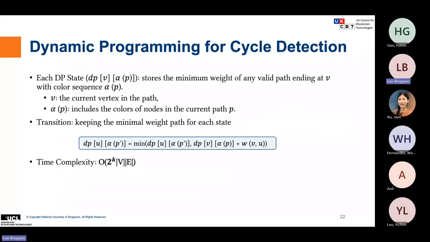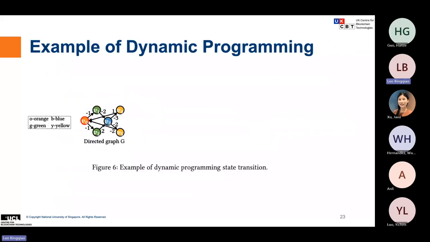In our dynamic programming table, the state of the DP stores the minimum weight of any valid path ending at vertex V with the color sequence alpha p, where V is the current vertex in the path and alpha p includes the colors of the nodes in the current path. And the transition of the DP table will only keep the minimum weight for each state. The time complexity of this will be O(2 to the power of K times V times E). I will use an example to show, because I know if I just say it, it's not that easy to understand.